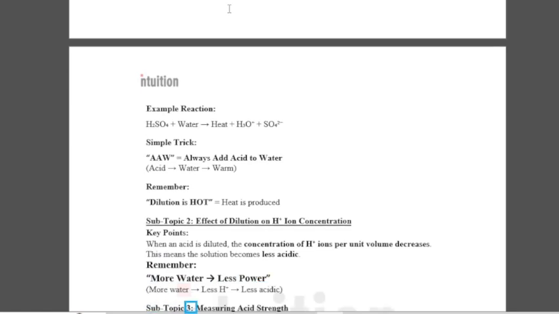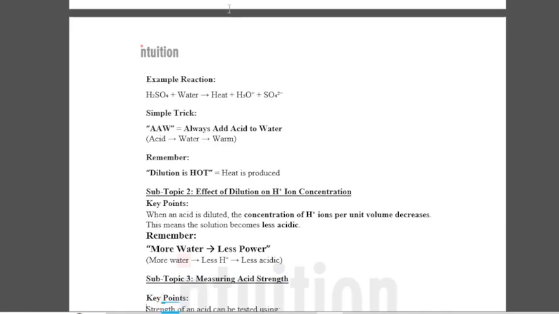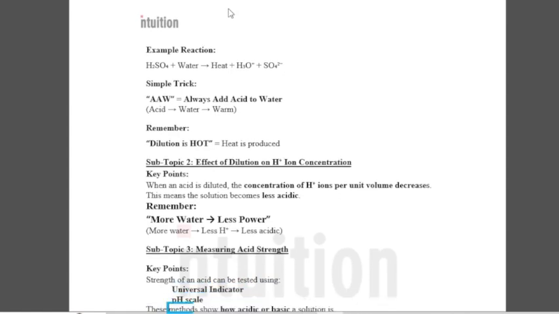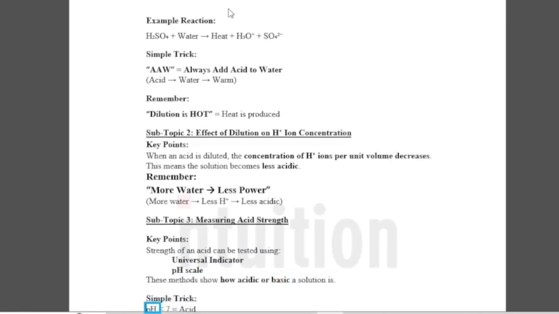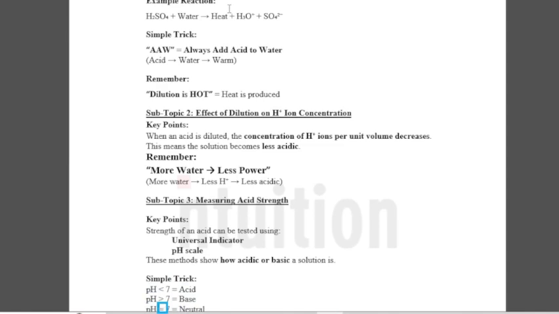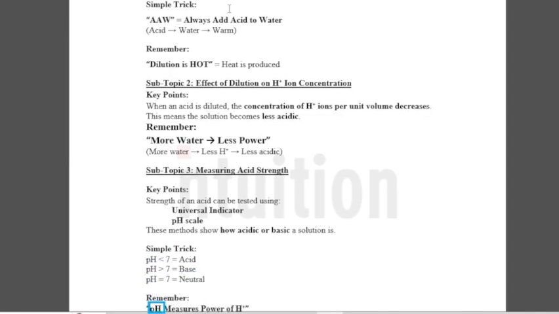Subtopic 3. Measuring acid strength. Key points: the strength of an acid can be tested using universal indicator or the pH scale. These methods show how acidic or basic a solution is. Simple trick: pH below 7 is acid, pH above 7 is base, pH equal to 7 is neutral. Remember, pH measures the power of H.